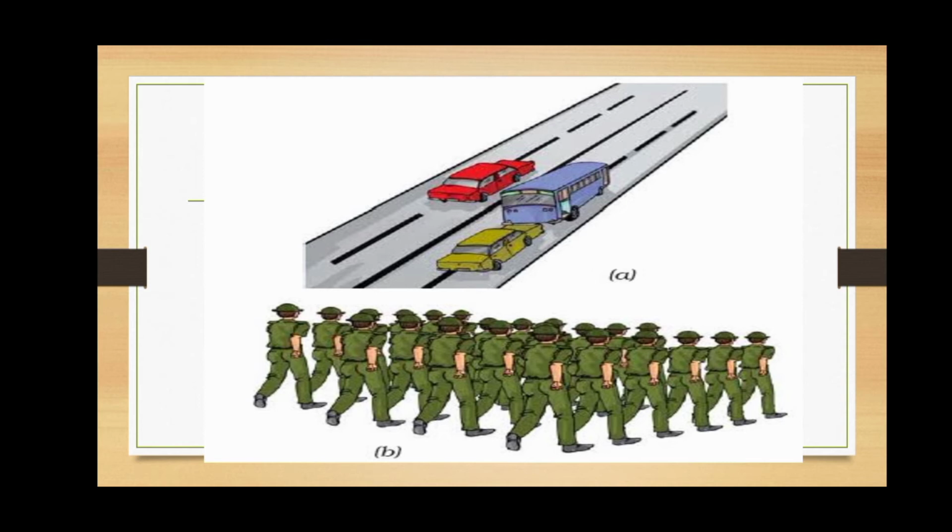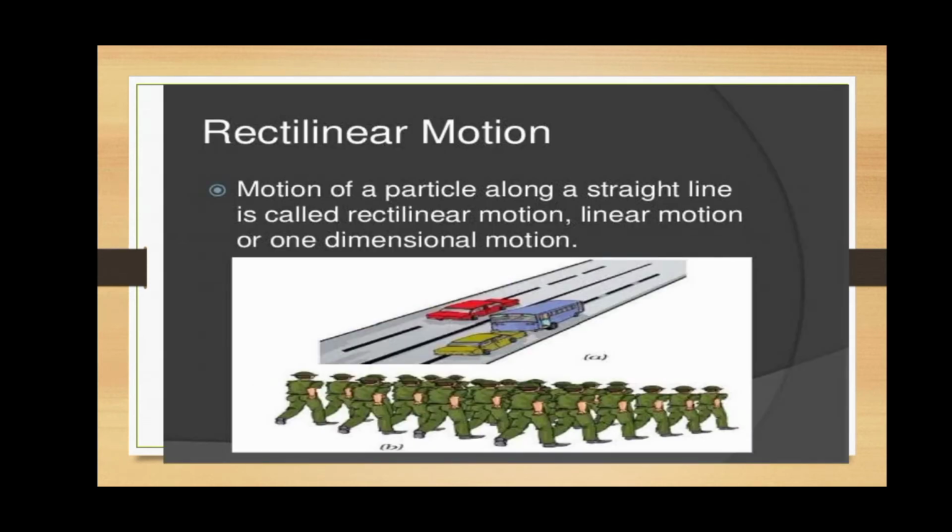What kind of motion is this? This type of motion is called rectilinear motion. Motion of a particle along a straight line is called rectilinear motion or linear motion.